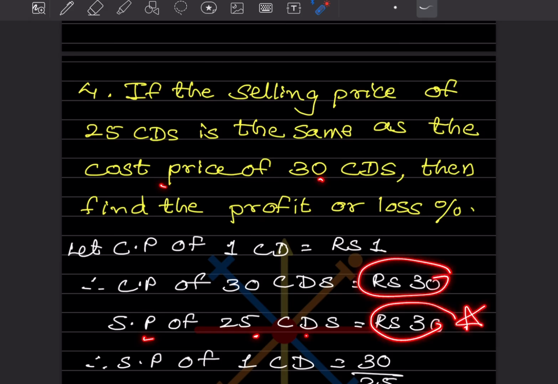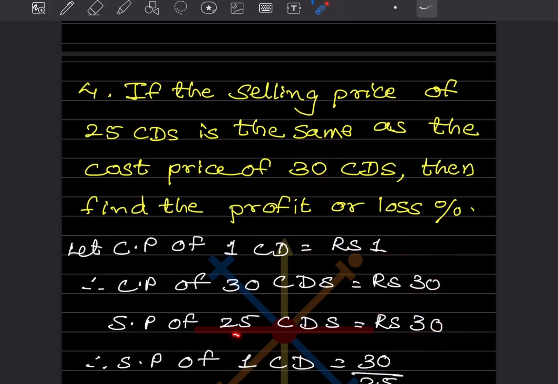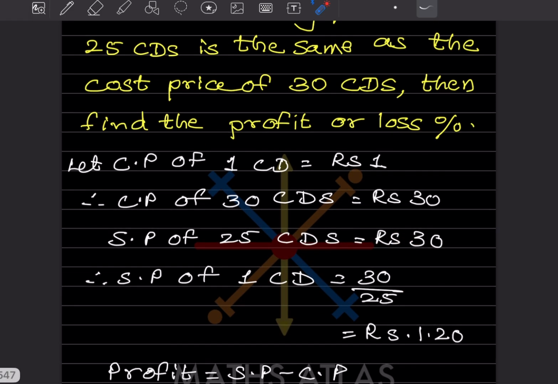So this is the important step, because this is 30, this also should be 30, because it said that it is the same. So we have the selling price of 25 CDs is rupees 30. So the selling price of one CD will be how much? That will be 1 into 30 by 25. When you simplify this, we divide it, we get 1.20. So one CD is going to be 1.20.